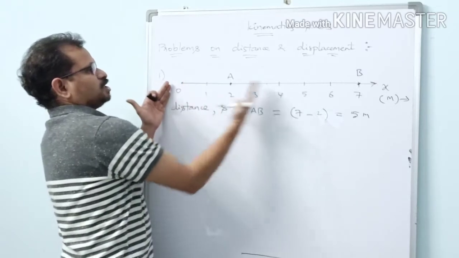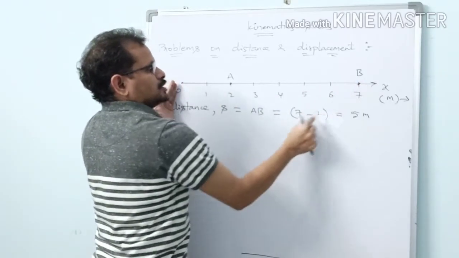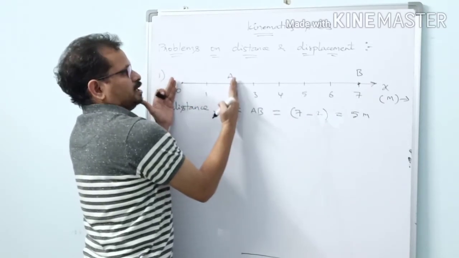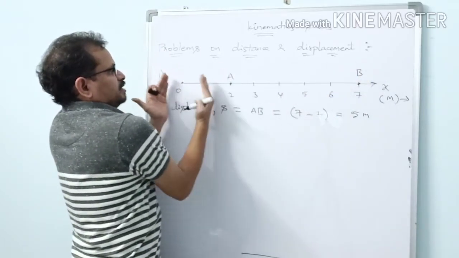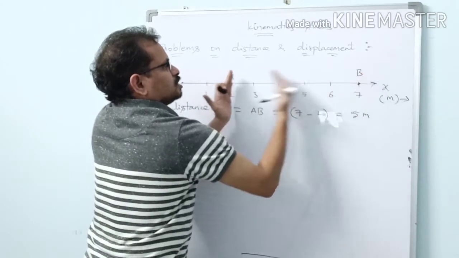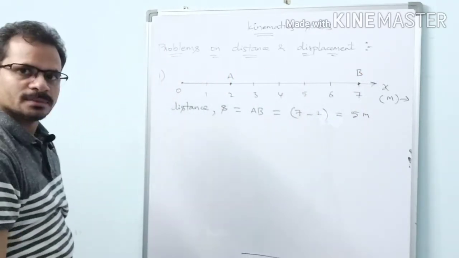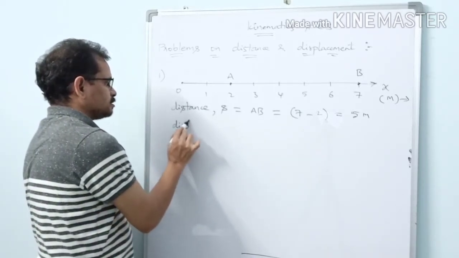Because what is the position of B from the origin? 7 meters, so I put 7 here. What is the position of A from the origin? 2 meters. So from this length you have to remove this length, and you will get this length. So this is the length of AB. So 7 minus 2 equals 5 meters. Got it? Yes.